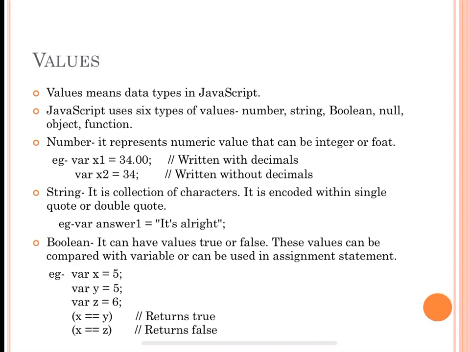Okay. So next is boolean. The boolean data type can have two values, that can be true or false, or 0 or 1. These values can be compared with variables or can be used as an assignment for a statement. Let's see the given example below.